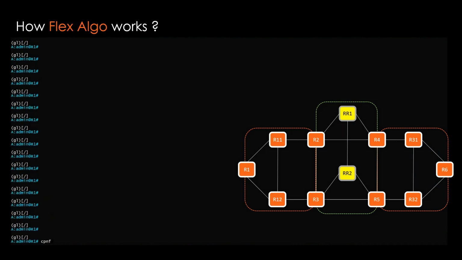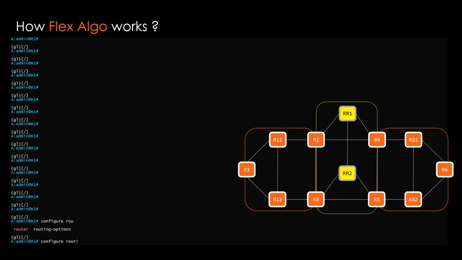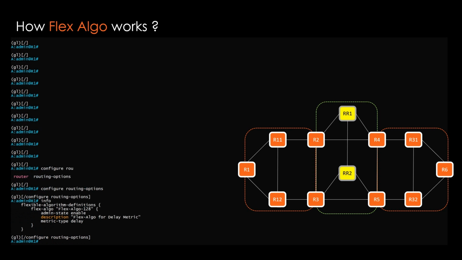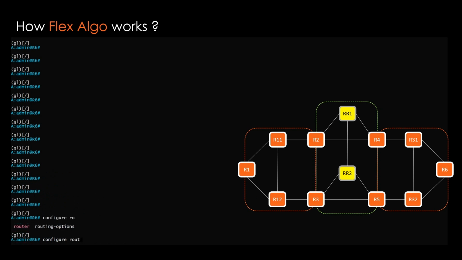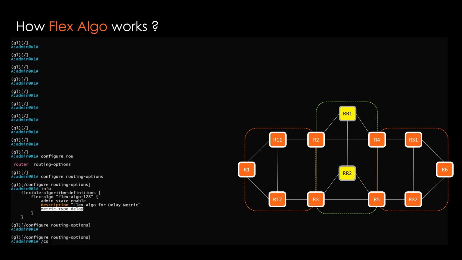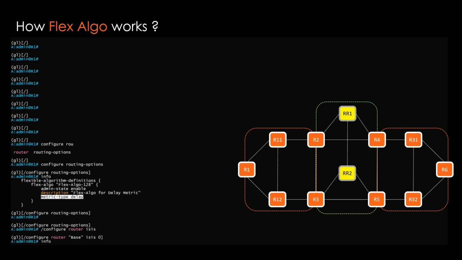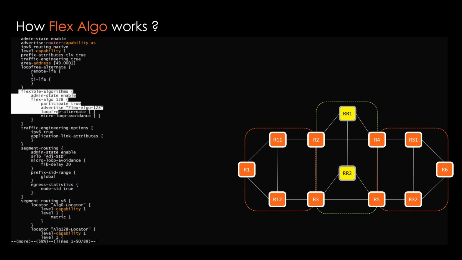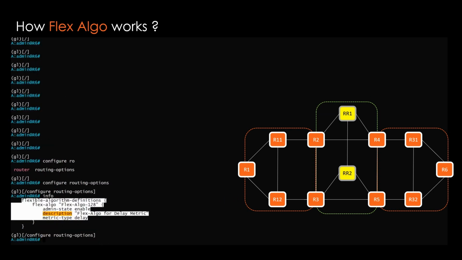So in R1, as an ingress router, I configured Flex Algo under the routing options with the Flex Algo definition as 128, and the metric type here is delay. It should have this definition enabled in the ingress as well as the egress router. If I see R6, R6 will also have the same configuration, Flex Algo 128 and the metric type as delay. And if you go to router ISIS, we need to have that enabled in router ISIS as well, so that it gives the flexibility to flood the information across the topology.